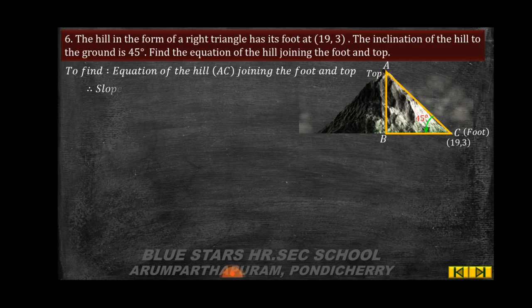So to find the equation of the hill AC joining the foot and top. Therefore, the slope of the line AC, that is the theta value is 45 degrees. m is equal to tan theta. We know that for finding the angle of inclination we use m equals tan theta. So m is equal to tan 45 degrees, that is nothing but m is 1.